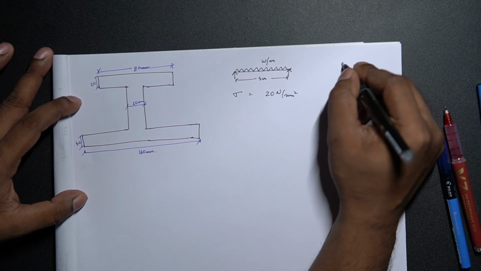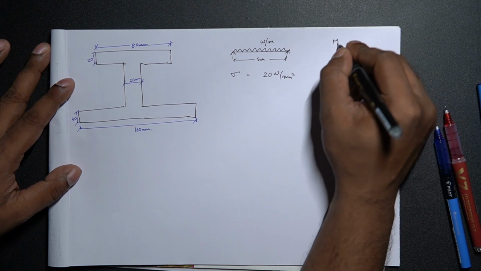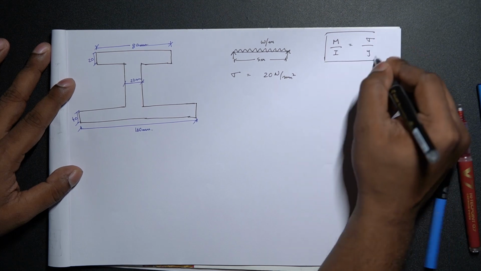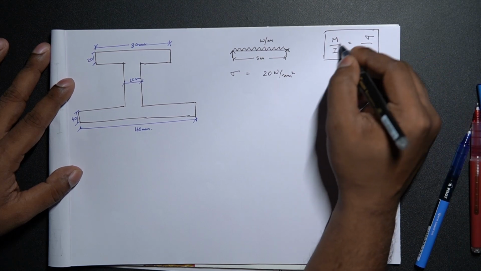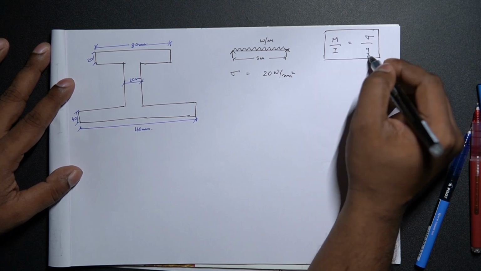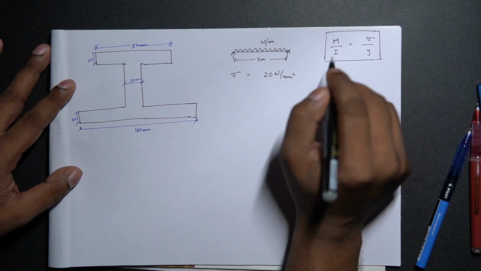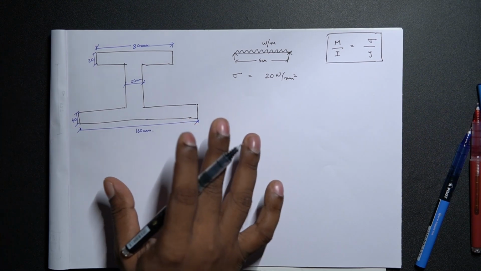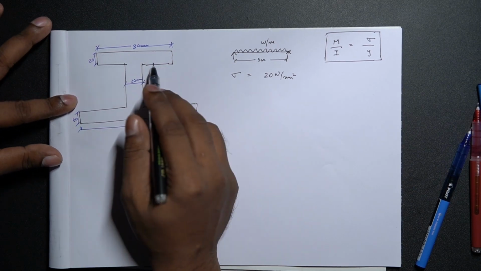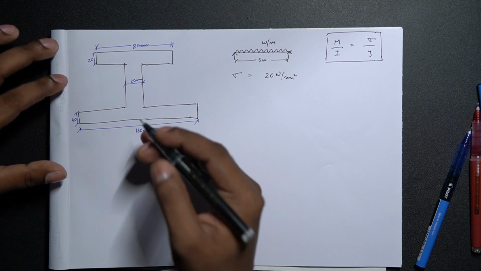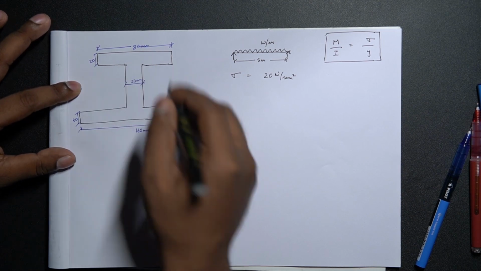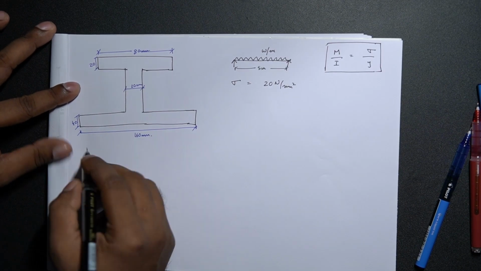So, the principal formula behind this is M by I is equal to sigma by y, where we will try to calculate the load W from the moment equations. Out of all these, we have sigma, which is already given, and we can calculate y, but we need I. The I part takes a lot of time to calculate, because we need to calculate the center of gravity of the entire section first, and then the individual moment of inertia of individual sections. So, let us first calculate the center of gravity of the entire asymmetrical I section.